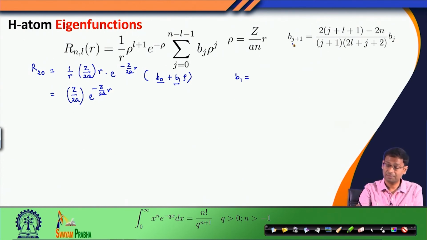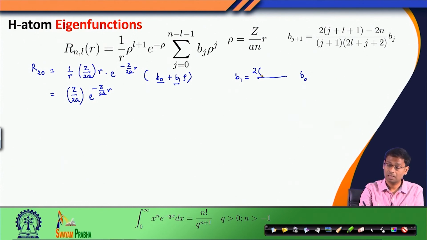So, now we will obtain what is B1 in terms of B0. So, I see I wrote down at the left hand side B1, that means I am considering j equals 0. So, B1 will be some constant multiplied by B0, where the value of this constant is given by this relation. Let us find this out.